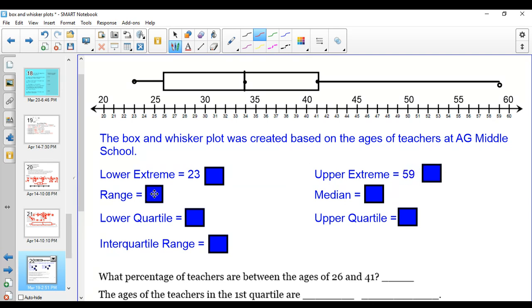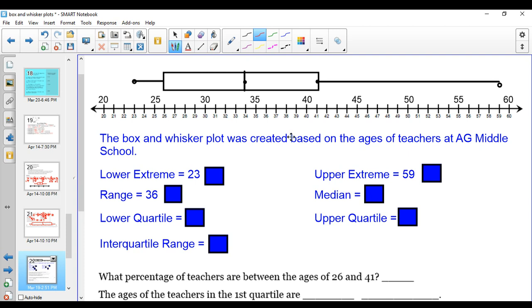Okay, now we can go ahead and answer range at this point. So that's going to be the difference between the upper extreme and the lower extreme. So subtracting 59 minus 23, and that gives us 36. So the significance of that number, it tells us how spread out the ages are. So there's a difference in 36 years between the youngest teacher and the oldest teacher.